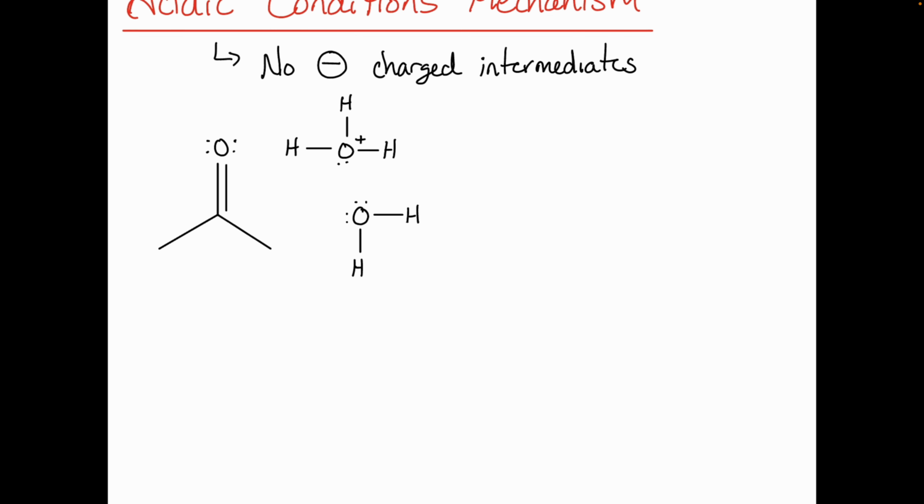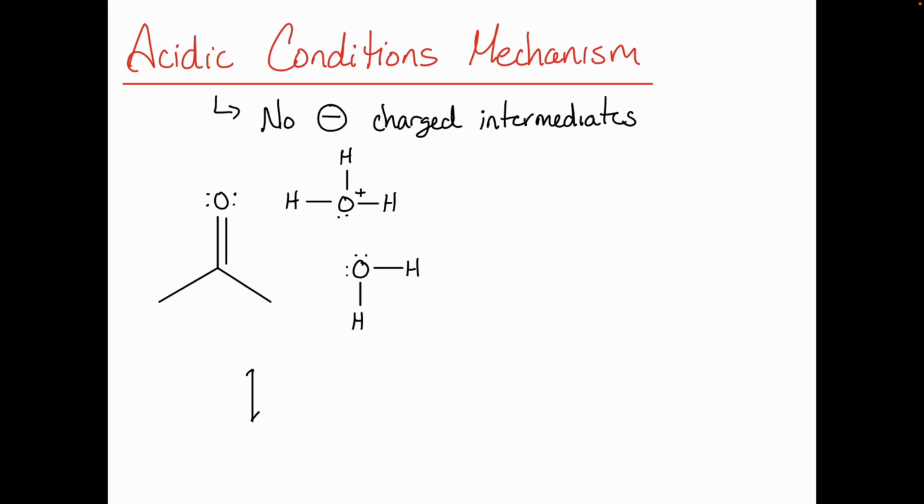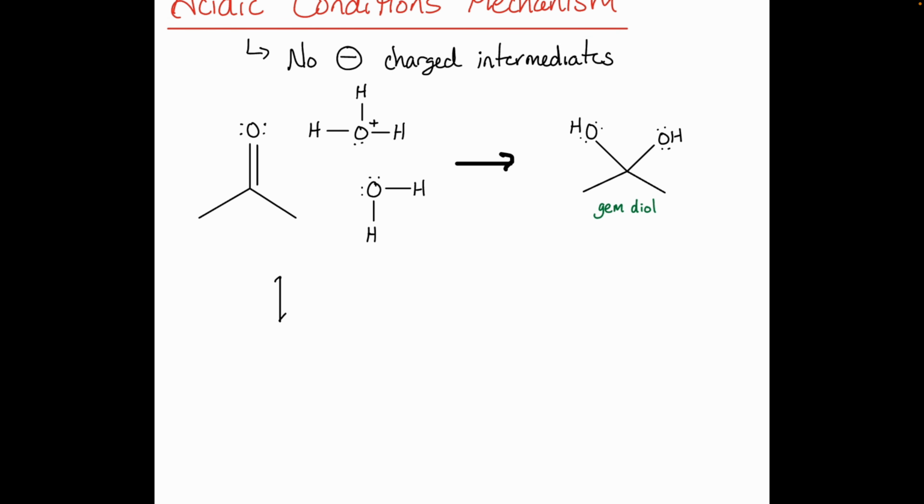Okay, and I want everybody to try to predict our mechanism to get to that same gem diol. All right, this is where we're going. So take stock of what bonds we need to make, what bonds we need to break, and then I want you to try to fill in the steps of this mechanism. I will tell you that there are 2 missing intermediates here. All right, so give it a shot.